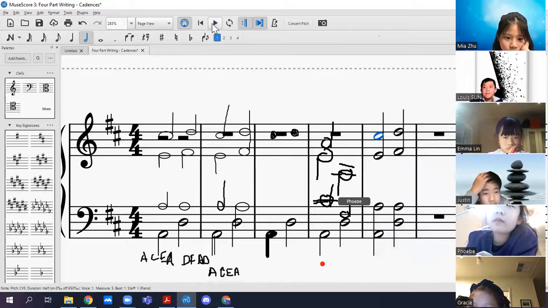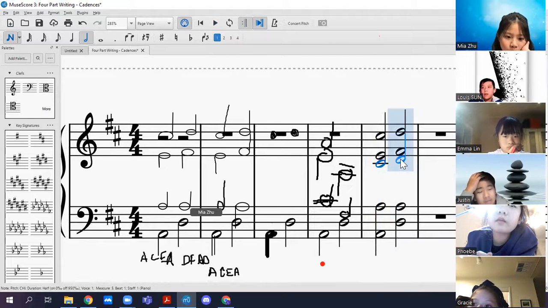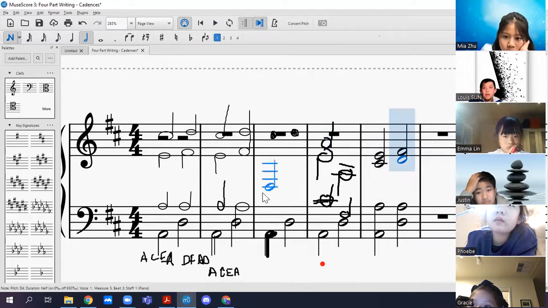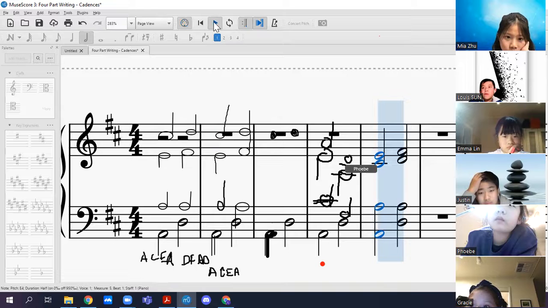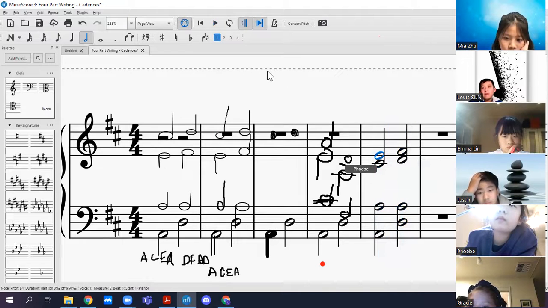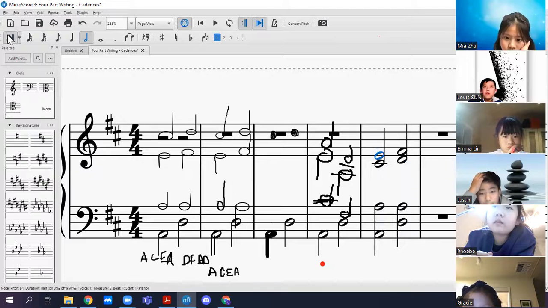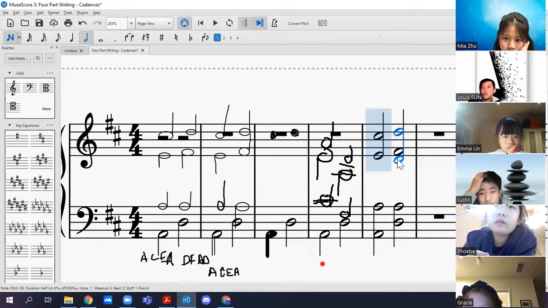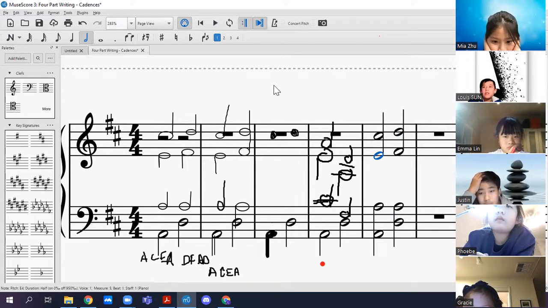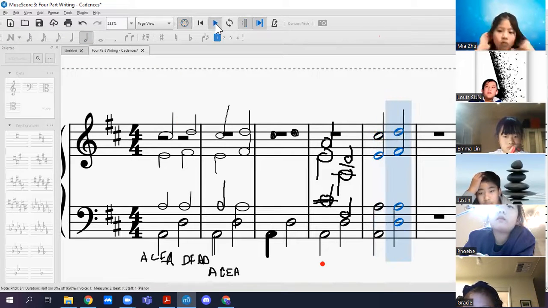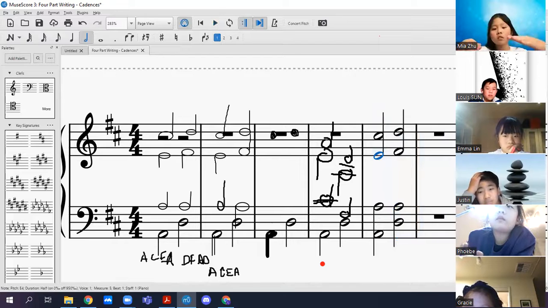Did you guys hear that? Gracie, I'll have you listen again to your original one, which was like that. Did you hear that? And now, the altered one, by moving the leading note to tonic to the soprano, looks like this. Sounds like this. Better?